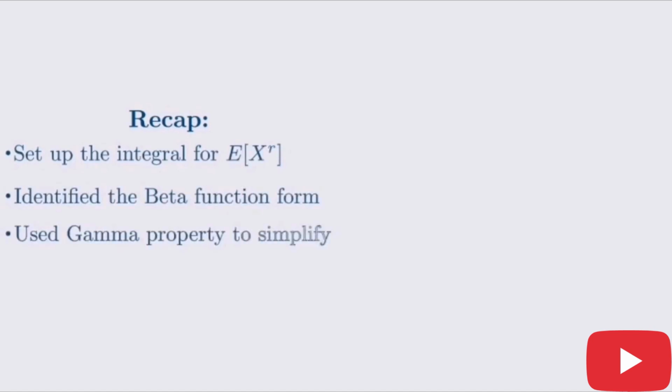We have successfully derived the rth moment by leveraging the relationship between the beta and gamma functions. This formula is extremely useful for finding the mean and variance of this distribution by simply plugging in r equals 1 or r equals 2. Great job following along.